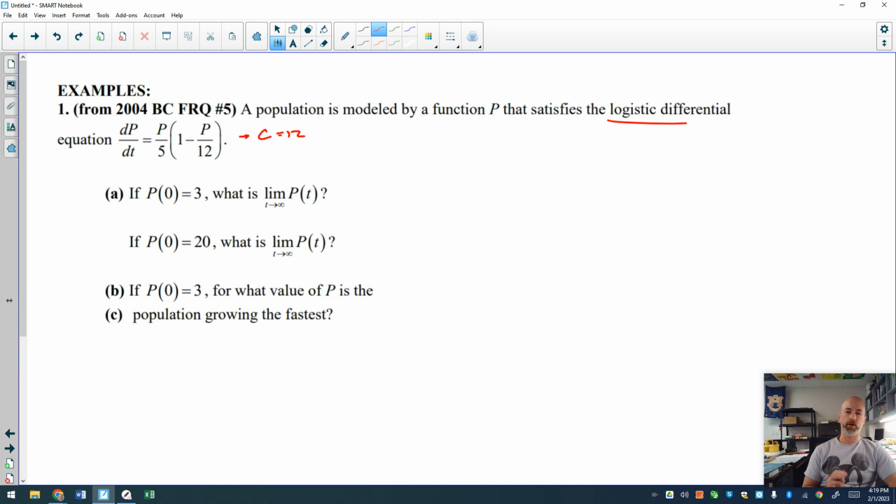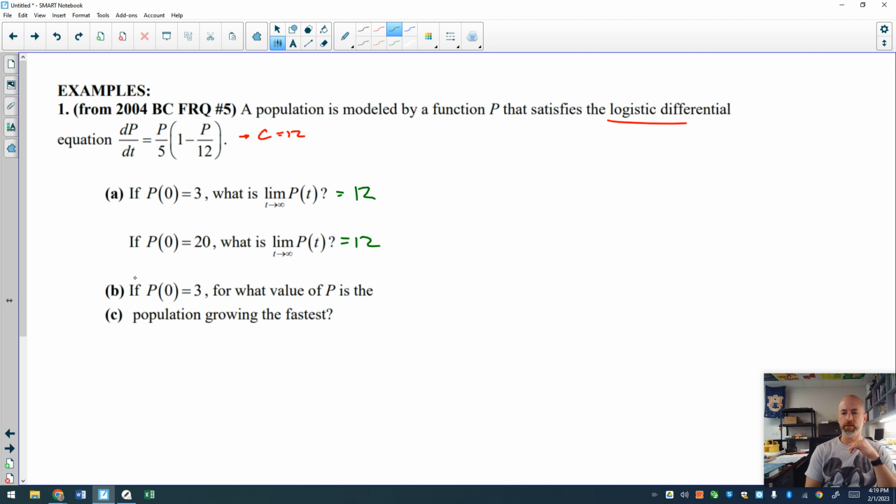And the first two questions are immediate. If my initial amount is 3 and if my initial amount is 20, what does the population approach as time goes on forever? Well, if time is going on forever, you will always approach that carrying capacity. If my initial amount is 3, that's below my carrying capacity, so we're going to increase until we get to that carrying capacity. And if my initial amount is 20, we have more than the environment can support, so we will decrease and crash towards that carrying capacity.